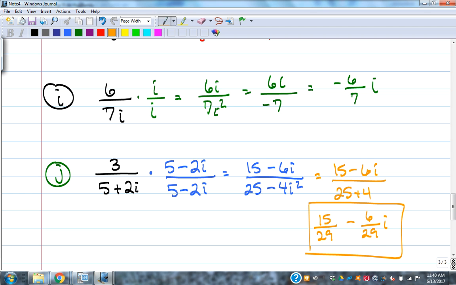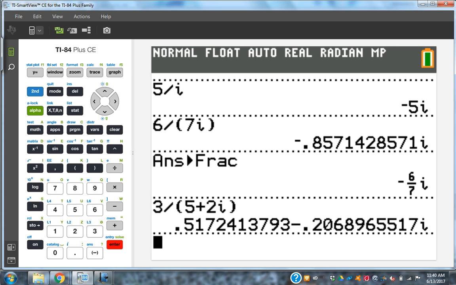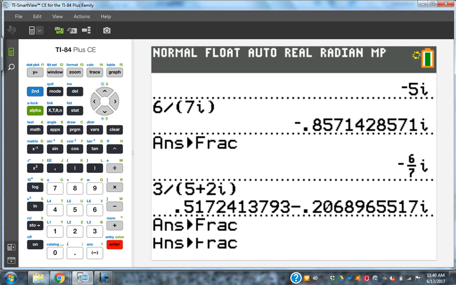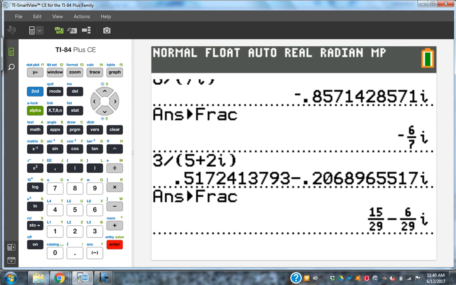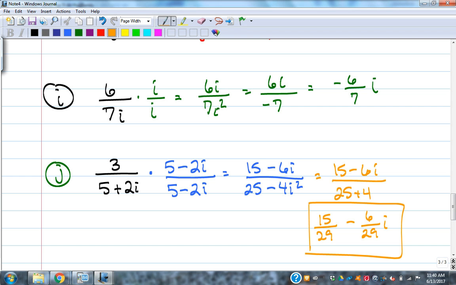I don't expect you to do it by hand. You've got a graphing calculator, it'll do this for you, if you just type it in correctly. 3 divided by, and here's the correctly part, you've got to use parentheses with the 5 plus 2i. Without those parentheses, it's not going to do it correctly. And then I'm going to hit math, enter to get back into fraction form. And there's my 15 over 29 minus 6 over 29i, which is what I got by doing it by hand. I fully expect you to do that with the calculator, not necessarily have to do it by hand at all.